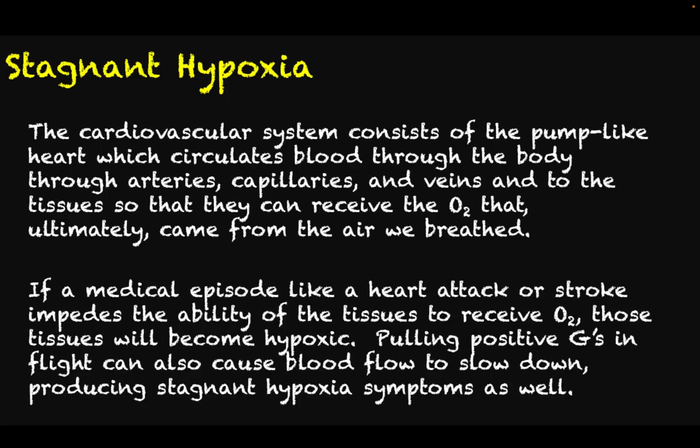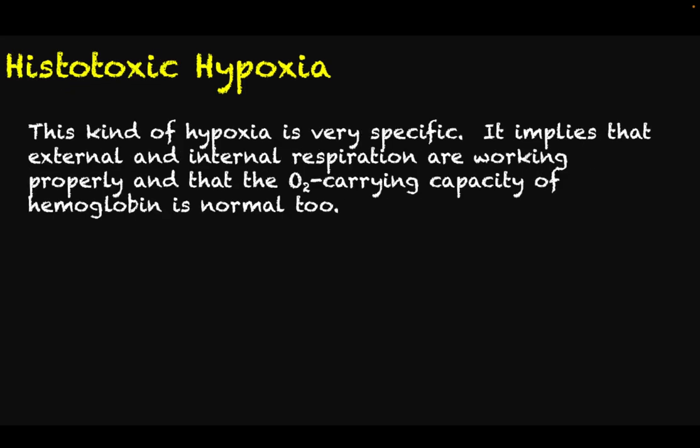So if some kind of medical episode like a heart attack or stroke impedes the ability of the tissues to receive oxygen, those tissues will very quickly become hypoxic in that they are not receiving enough oxygen. Additionally, pulling positive G's in flight, and we will have a future chapter, I think it's chapter 8, that focuses on the effect of gravitational force on the human body and physiology. Pulling positive G's in flight will also cause some blood flow to slow down and stagnate, which will produce some of the effects of stagnant hypoxia as well.